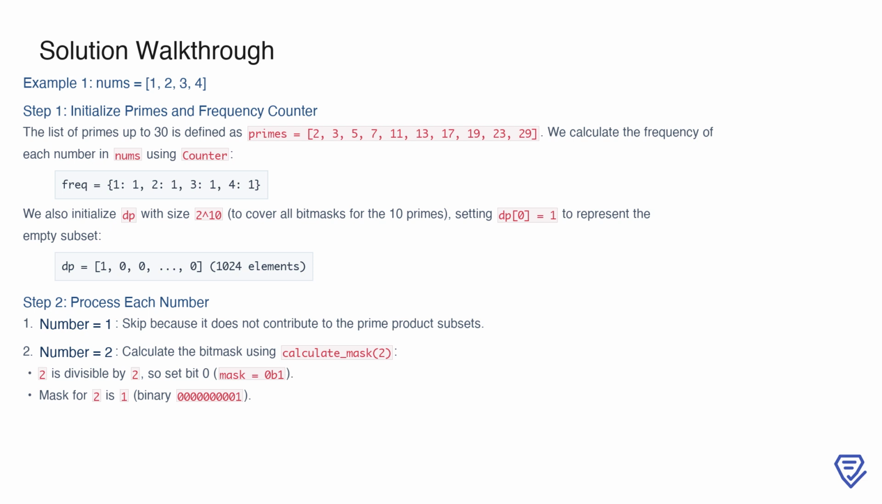Now, we process each number in nums to update the DP array. Starting with the number 1, it is skipped because it does not contribute to the product of primes. For the next number, 2, we calculate its prime bitmask using the calculate_mask function. Since 2 is divisible by the prime 2, the corresponding bit is set to 1, resulting in a bitmask of 0b1 or 1 in decimal.